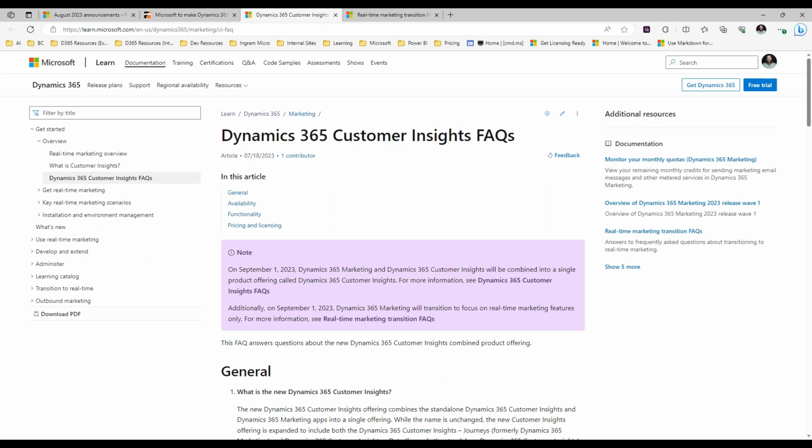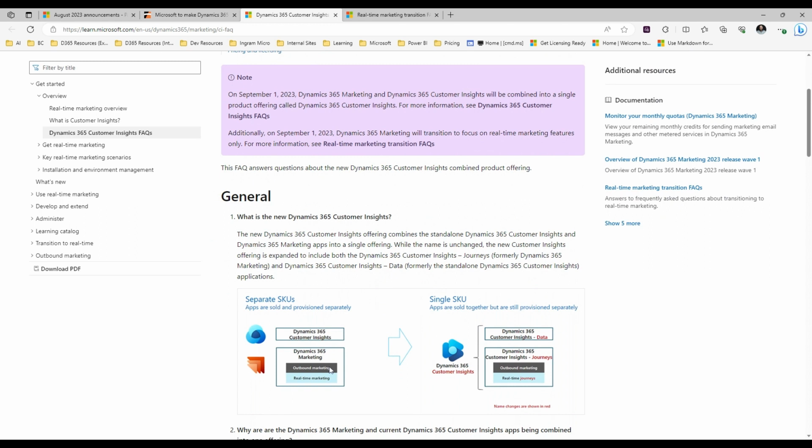So there are some things we want to get out of the way. I'm not going to spend a ton of time here because some of this information may be subject to change, sort of a wait and see. And of course, I'm very curious to get my hands on a September licensing guide as soon as it becomes available. But we'll touch on some of the high points here and keep moving. So what is the new Customer Insights? Well, we already talked about it like 3 times.